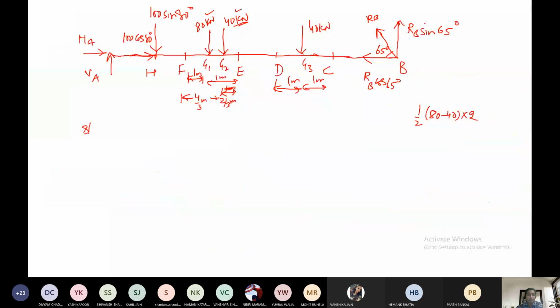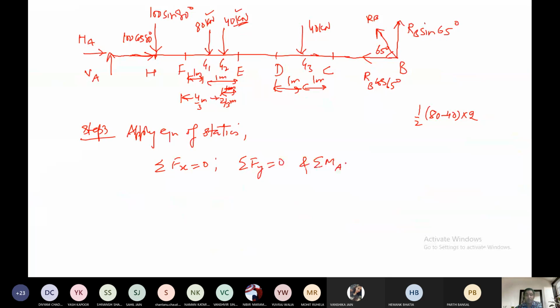Now step number 3, know it very well. Apply equations of statics. Summation Fx is equal to 0, summation Fy is equal to 0, and moment at point A should be equal to 0. Now apply these 3 equations and get the values of HA, VA and VB.